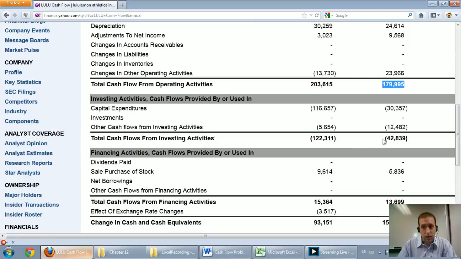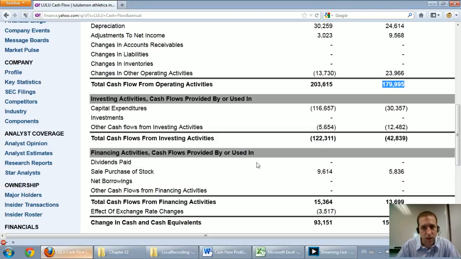The next line down, their cash flow from investing, last year they spent $42 million on investing activities, and this year $122 million. This is a company that, at least last year, made big expansion attempts. That's how I would read that. It's an expanding, growing company, and I expect to see a negative number there. And the fact that it grew by so much means they did real major expansion last year.